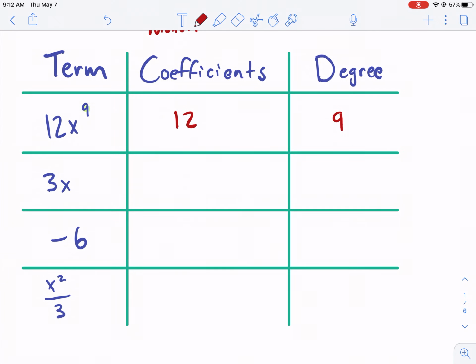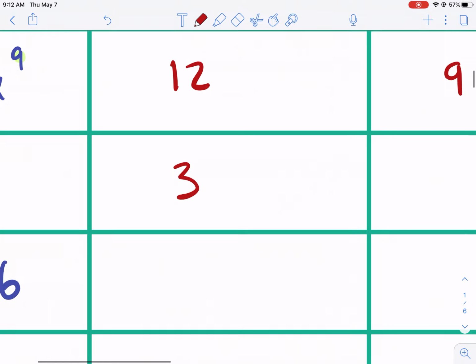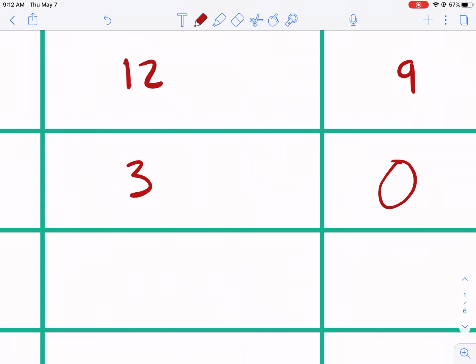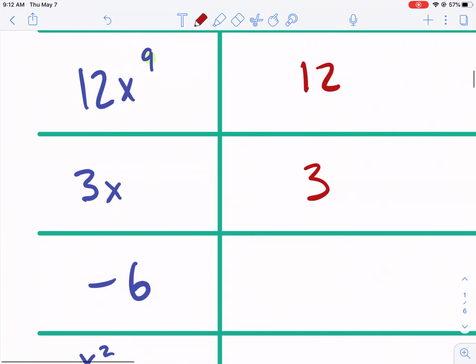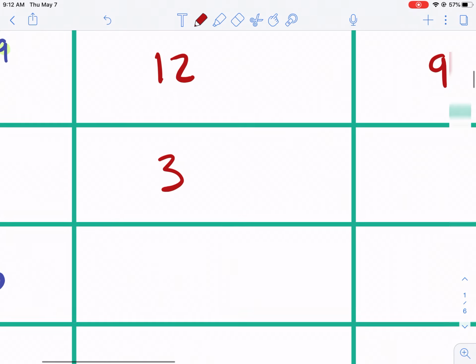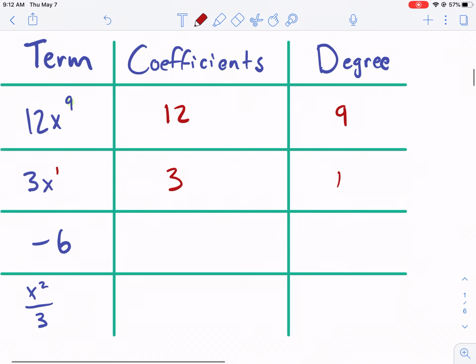Here we have 3x, so the coefficient is 3. Now, what is the degree here? It doesn't look like there's anything, so the temptation is to write 0, but that'd be wrong. Instead, remember that there's an implied 1 there, so this is a 1st degree monomial.